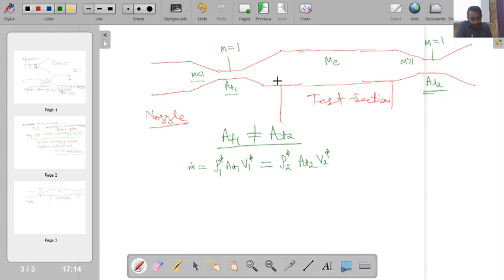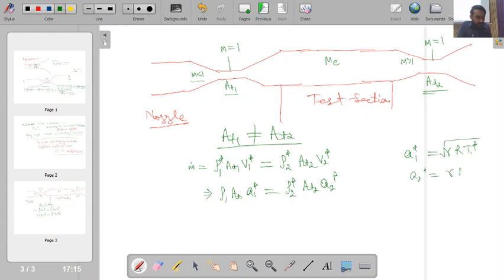Now as I know that my Mach number at these 2 points will be the same, I can replace V1 star with a1 star, and V2 star with a2 star. What are a1 star and a2 star? They are nothing but the speed of sound corresponding to the sonic condition at this point. For a calorically perfect gas, a1 star will be equal to square root of gamma R T1 star, and a2 star will be equal to square root of gamma R T2 star.